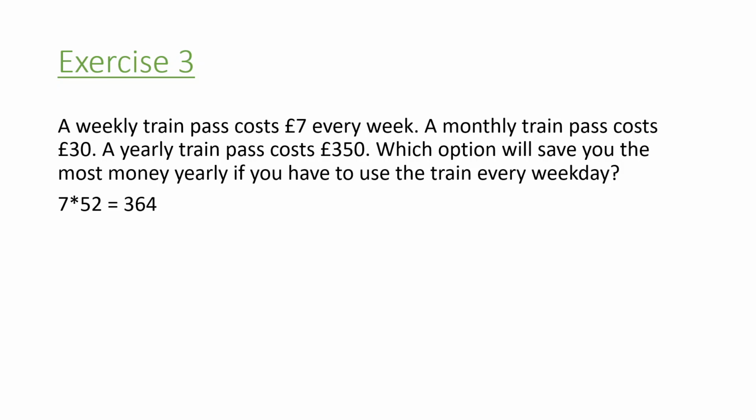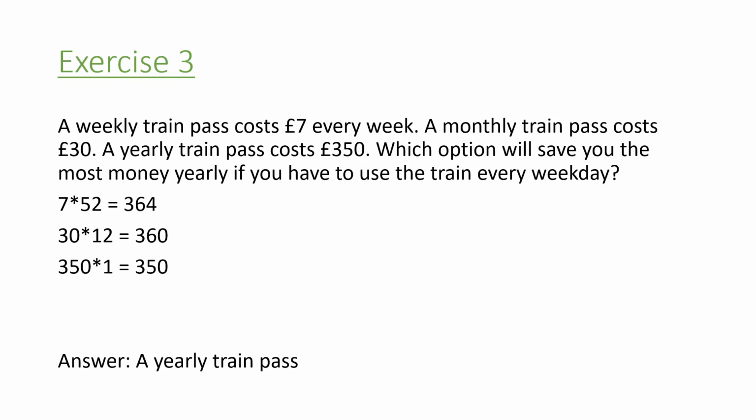So, 7 times 52, because there are 52 weeks in a year, if you didn't know that. So, £364. That's kind of not surprising. You can sort of figure that out from how many days are in a year. So roughly 366, or call it 365. And then 30 times 12 is 360. And we can tell that 350 is only going to be 350. So therefore, a yearly train pass will be the cheapest.